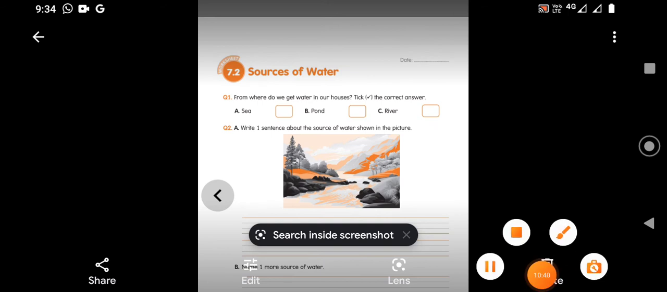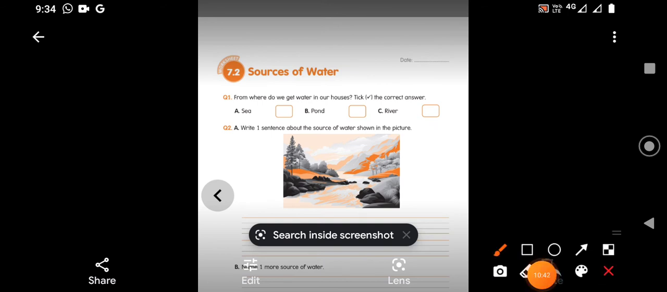Date you will write. From where do we get water in our homes? Tick the correct answer. Okay. Sea, pond, river. Sea water can we drink? Salty, no. Pond is a very small water body, so no. River has flowing and fresh water. Generally we get water from the nearby river, children.